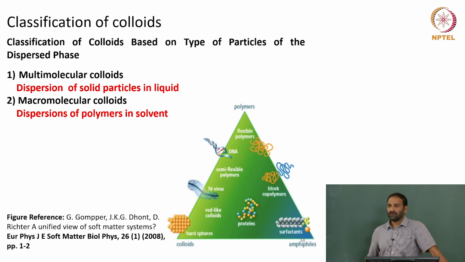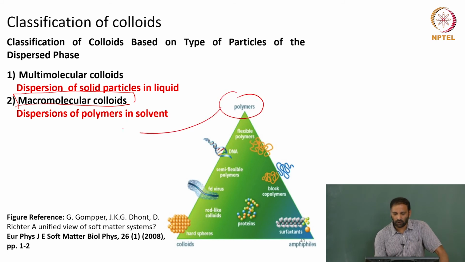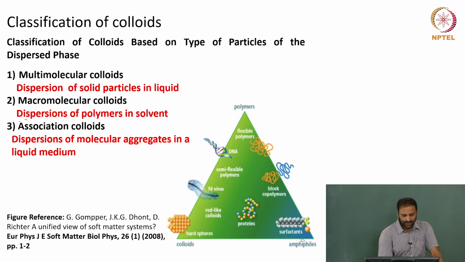The second type of dispersed species that people work with is what is called a macromolecular colloid, which essentially is a dispersion of polymer in a solvent. Another name for polymer is macromolecule, right? A large molecule which is essentially made up of a large number of repeating units. That's what we talked about in yesterday's class. And the third type of colloids are what are called association colloids. Any thoughts on what association colloids could be?